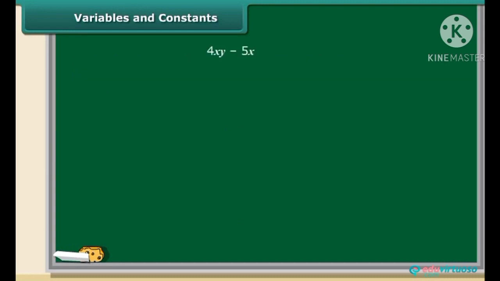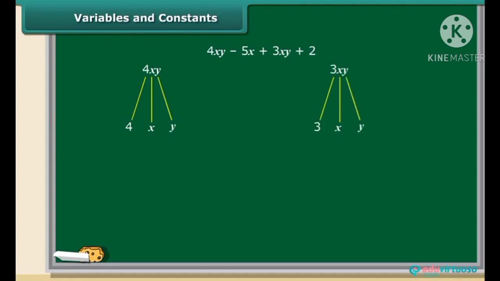Let us see the algebraic expression 4xy minus 5x plus 3xy plus 2. 4xy and 3xy have the same algebraic factors, x and y. 3xy we can write as 3 into x into y. So the algebraic factors of 4xy and 3xy are both the same, x and y. So they are like terms.